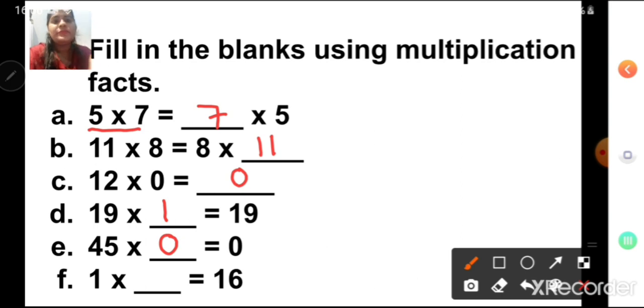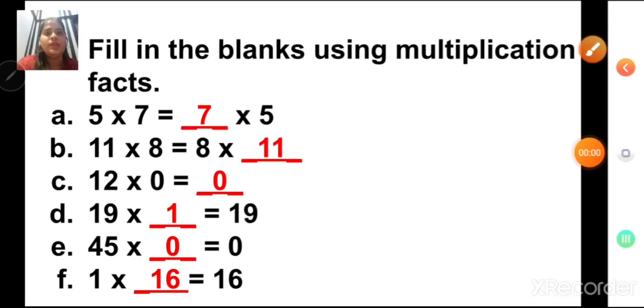Correct? The last one, 1 into dash is equal to 16. 1 times 16, 1 times 16 will be 16. 1 16s are 16. Children, note down the answers in your textbook.